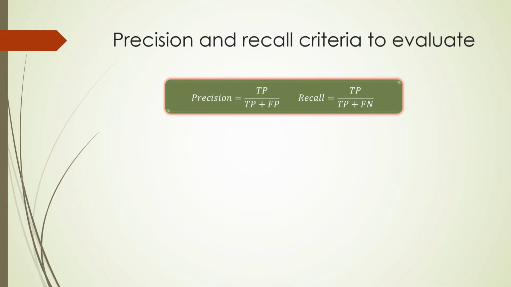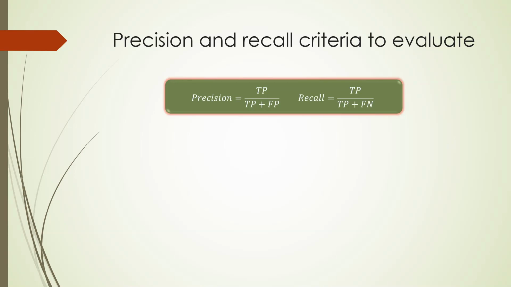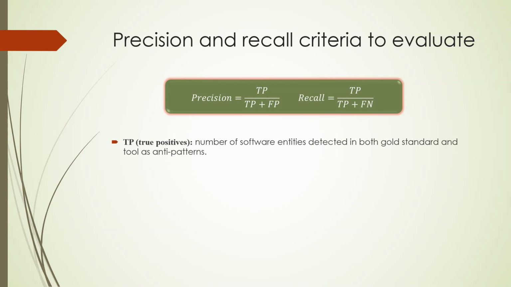To compare the considered anti-pattern detection tools in our study, we have used precision and recall criteria. Precision is the ratio of the number of anti-patterns detected in software correctly over the total number of anti-patterns detected by tools, and recall is the ratio of the number of anti-patterns detected correctly over the total number of anti-patterns detected by the gold standard. These concepts are shown with these formulas.